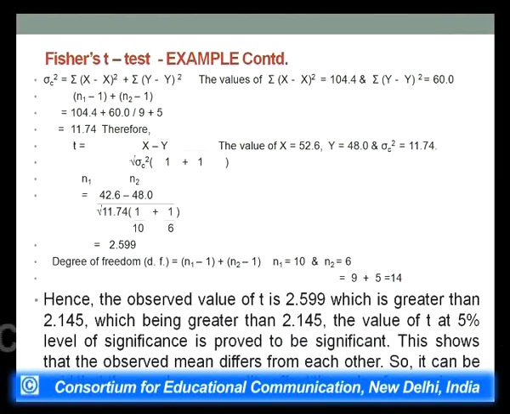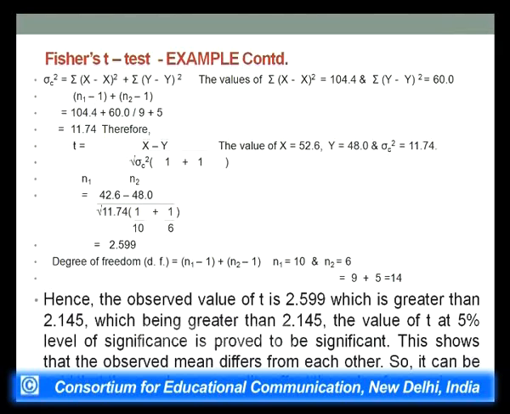So in both the cases you have worked out the observed value. The observed value is 2.599, which is greater than 2.145, being greater than 2.45, the value of T at 5% level of significance, it is proved to be significant.